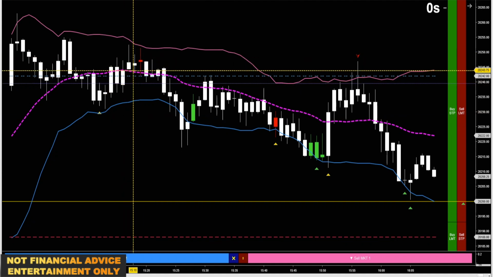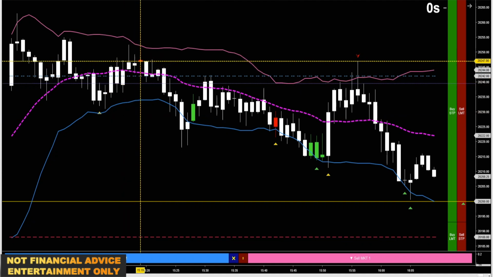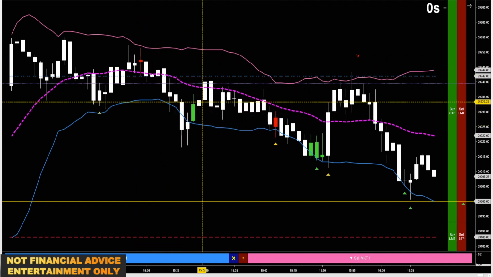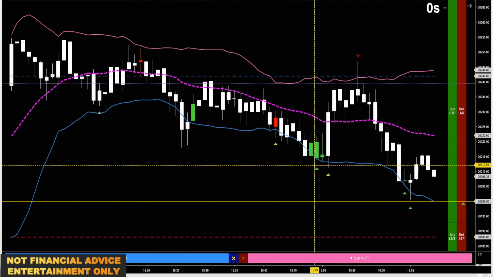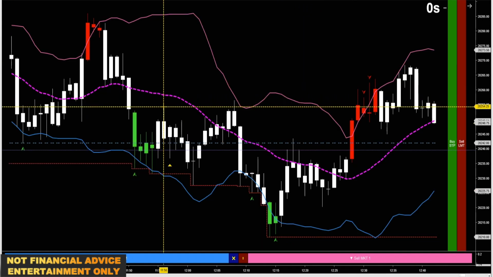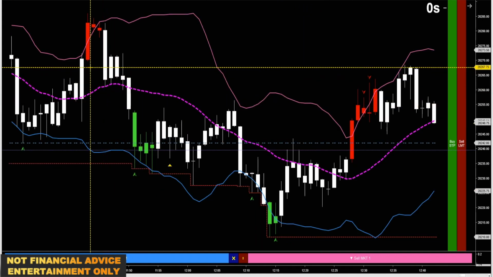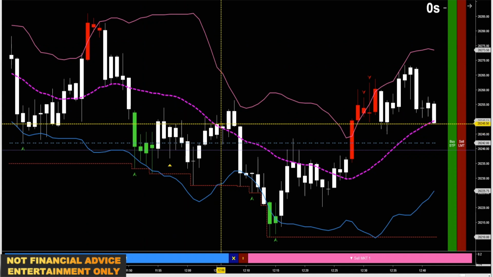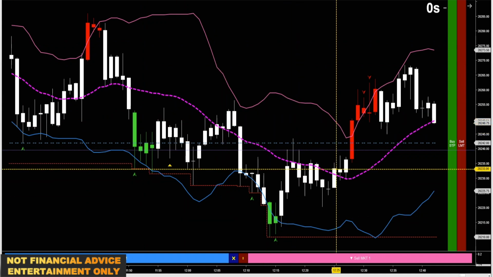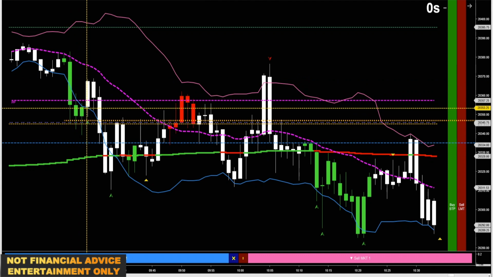Since these are extreme areas in the trend, we get a red candle there, move down, green candle, move up, red candle, move down, green candle, move up. Here's earlier in the day, around lunchtime. You see we're getting these areas of reversals here. Here's the New York open.